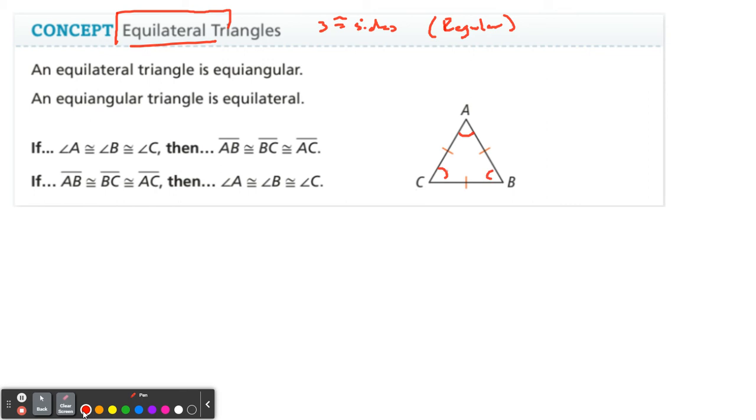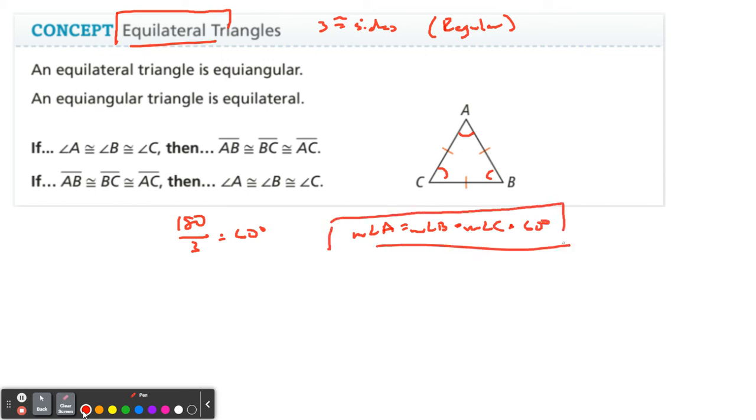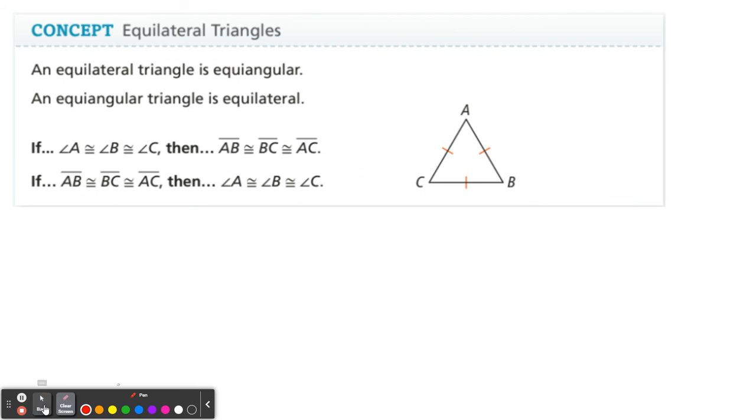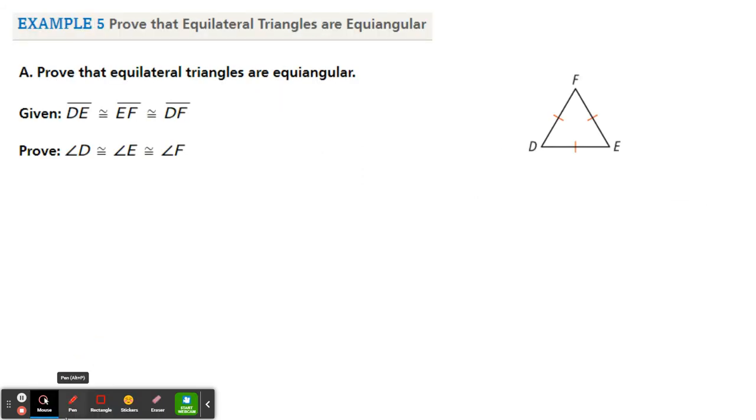Now you also know the actual measurement of each angle, because in a triangle they add up to 180, but if all three are congruent, you just divide by 3, and that's 60 degrees. So in this picture, the measure of angle A equals the measure of angle B equals the measure of angle C, which is 60 degrees. Okay, so we're going to prove these two theorems in the next two slides. So let's do that now.